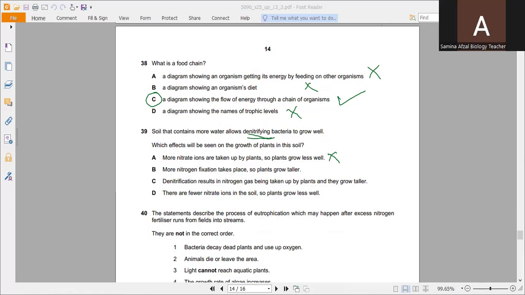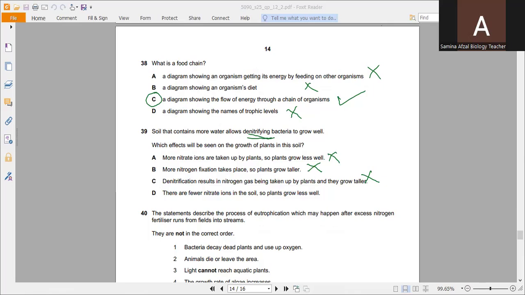More nitrogen fixation takes place. Nitrogen fixation, so plants grow taller. So this process is not involved. It will not help plants to get the soil nutrients they need. So denitrification again, it will not help the plants to get them. So there are fewer nitrate ions in the soil, so plants grow less well.